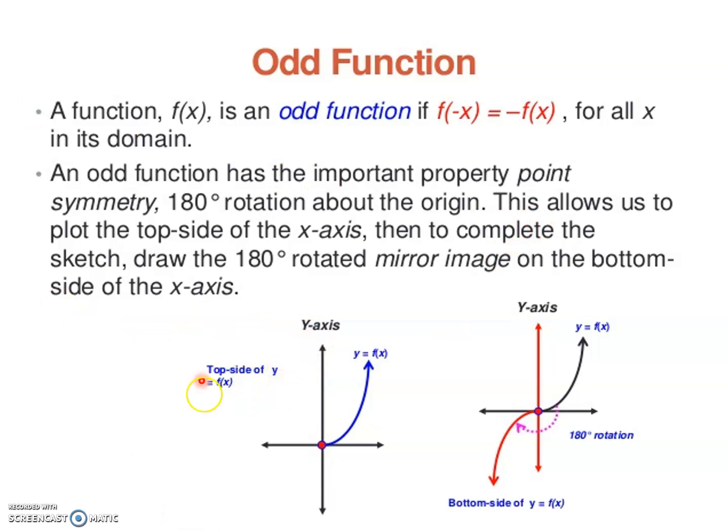X-axis, that is important. Means what? F of minus x is equal to minus f of x. Our f of x is the function which is on the top side, y is equal to f of x. Y is equal to f of x gives the negative value. That is why it lies in the third quadrant. Bottom side, that is 180-degree rotation, is complete for all the function.